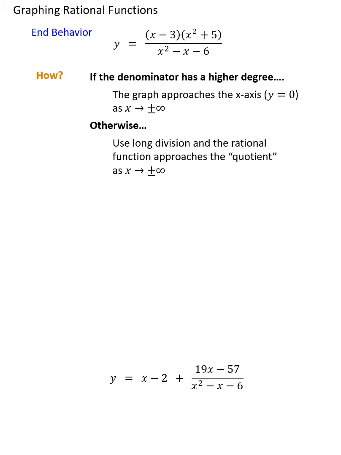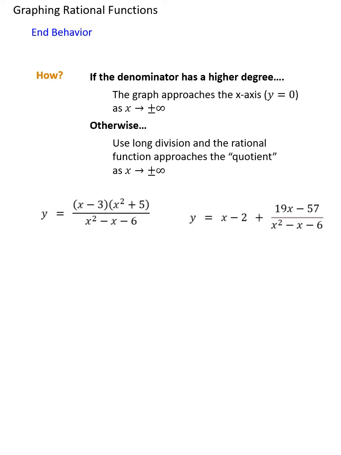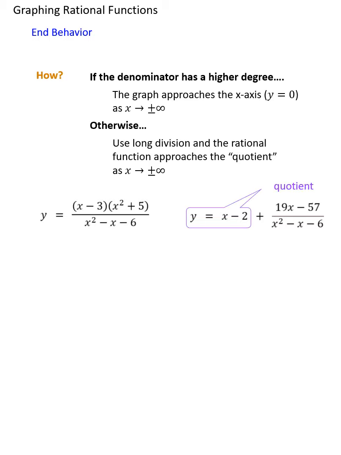The real issue here is, what is the end behavior of this function? First, let me remind you that these two functions are the same. So to graph the one on the left, which is what I would be doing ostensibly, is the same as to graph the one on the right. And furthermore, the so-called quotient is this portion of the long division process.